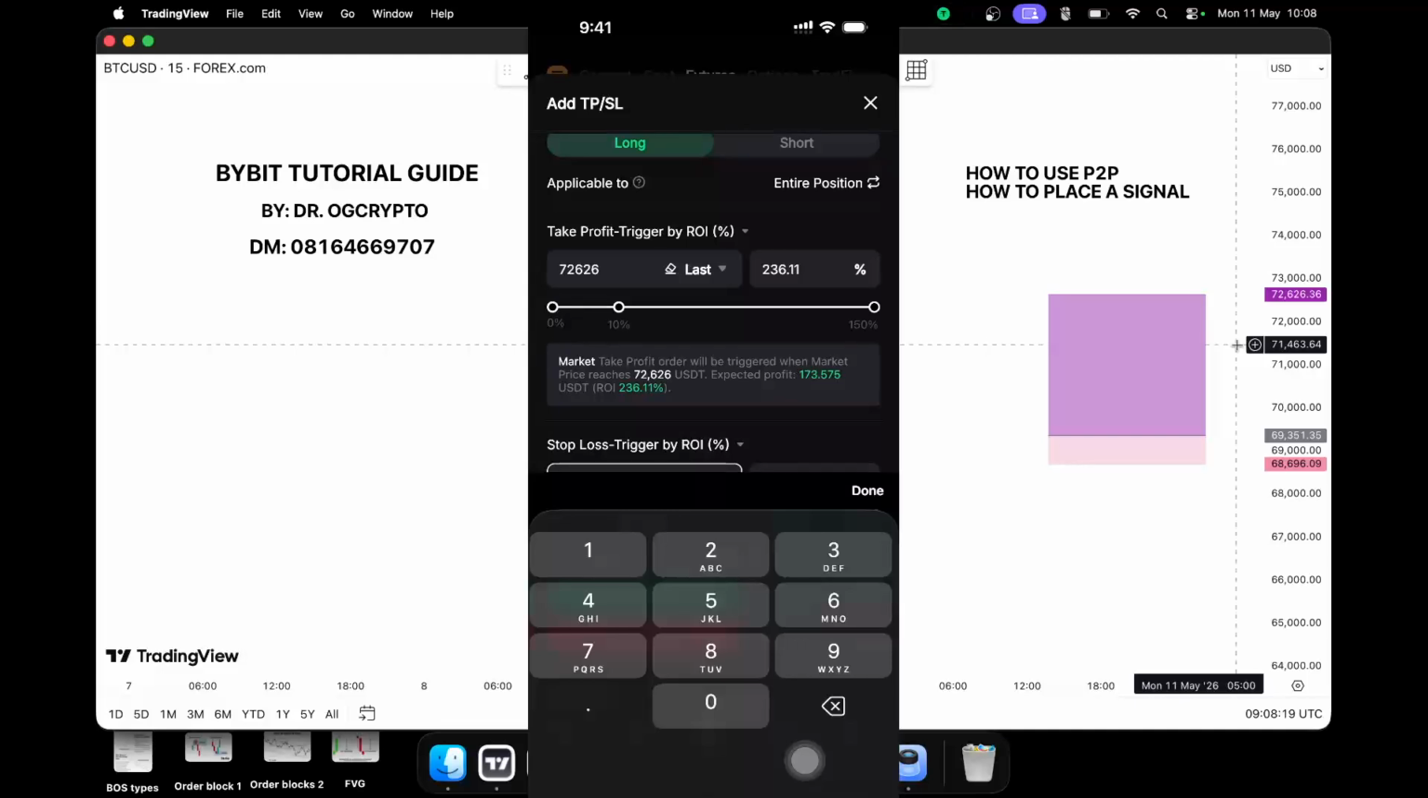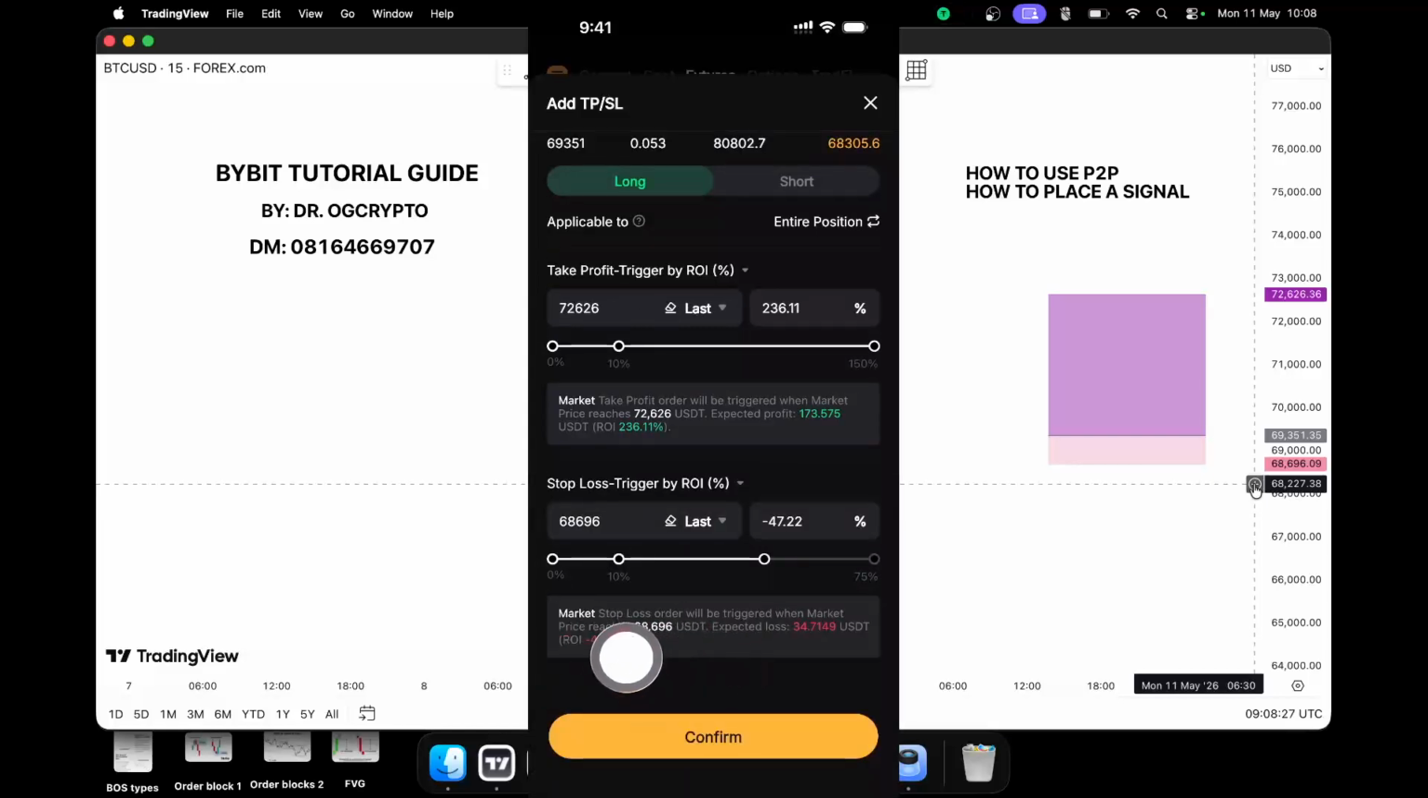What of my stop loss price? Stop loss price is at 68,696. So you see, it's already telling me that if I enter this trade, if this trade goes my way and I hit take profit, I'm going to make $173 from it, without my $77. But if this trade does not go my way, I'm going to lose $34. So I'm going to lose just $34.